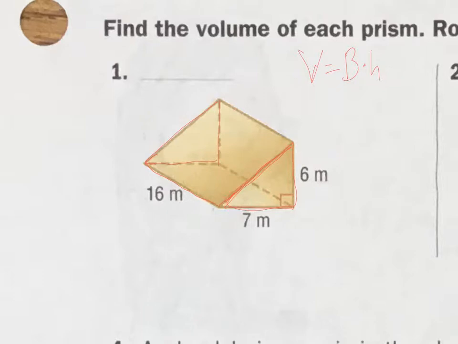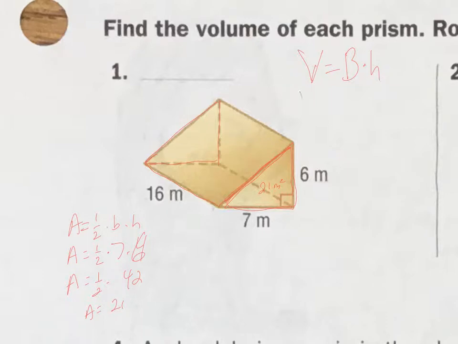Now to get the area of the base, this is a triangle, so its area equals 1/2 times little b times h. Area equals 1/2 times 7 times 6. And area equals 1/2 times 42. Half of 42 is 21. So the area of this triangle is 21 meters squared.